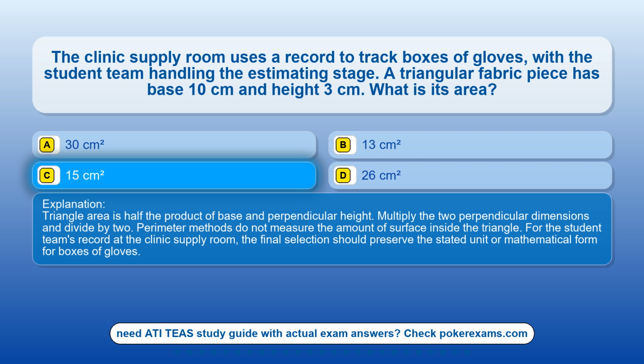Triangle area is half the product of base and perpendicular height. Multiply the two perpendicular dimensions and divide by 2. Perimeter methods do not measure the amount of surface inside the triangle. For the student team's record at the clinic supply room, the final selection should preserve the stated unit or mathematical form for boxes of gloves.